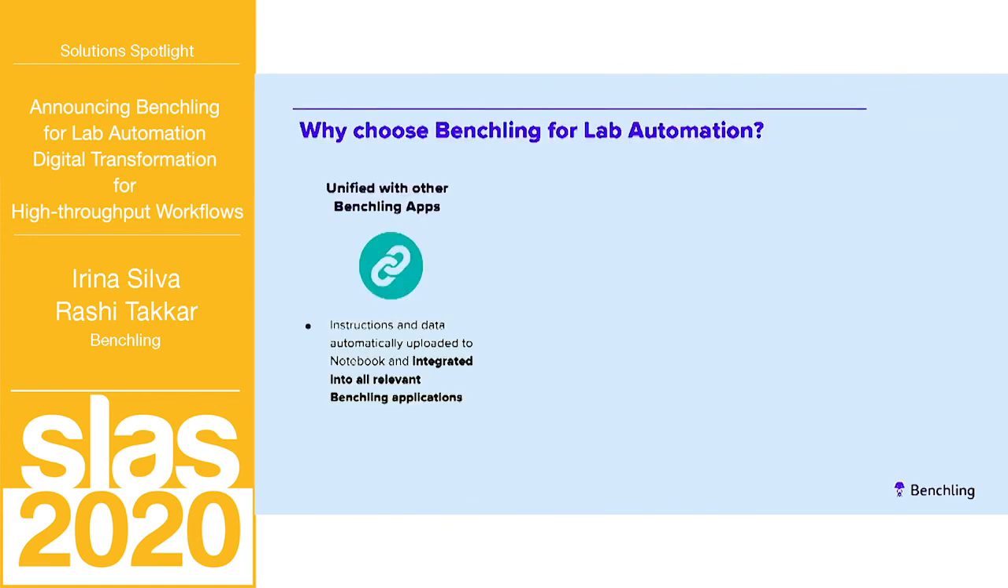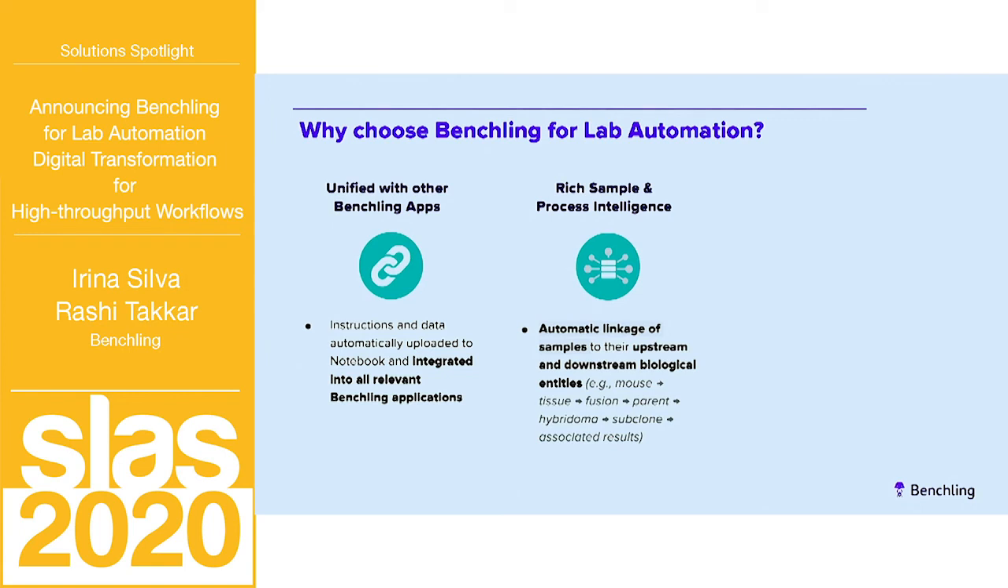So the question is, why choose Benchling for lab automation? I keep saying this over and over again. We're unified with other Benchling applications, so you don't have to enter data into multiple places. They're all unified. You put it in one place, and it's available in all other applications as well. We also provide this rich sample and process intelligence. In addition to having that full lineage, you also have the entire experimental context behind it, because you can access the notebook entries for each one of them and see the process as well as sample lineage, which is important, because you have one unified system now.